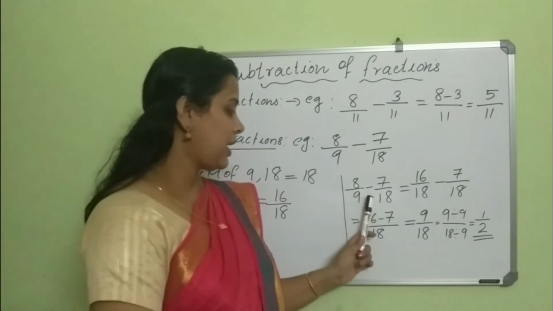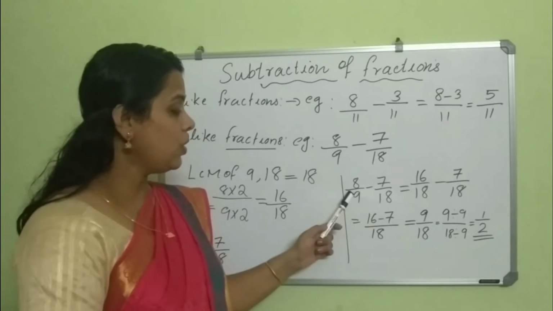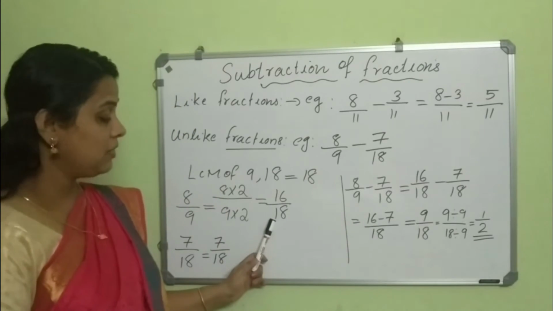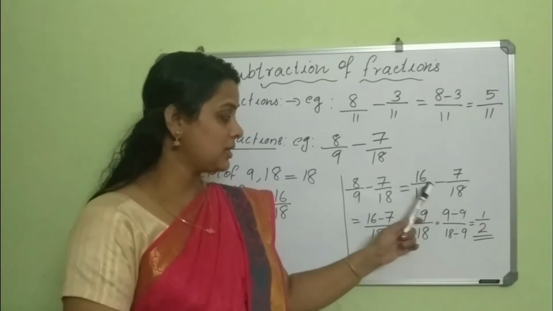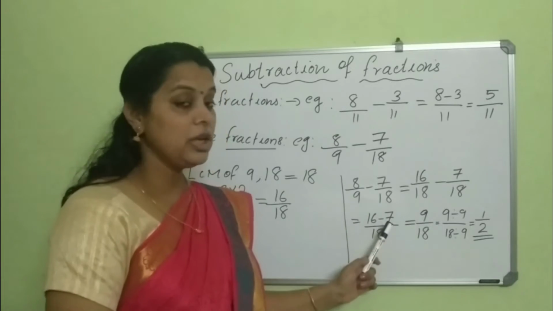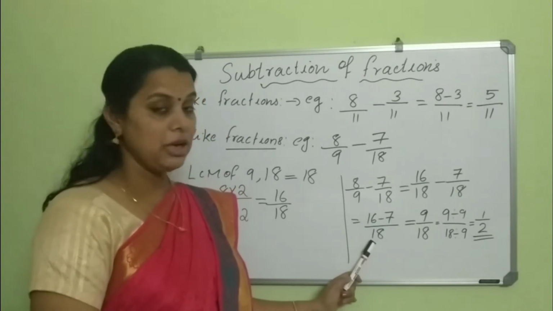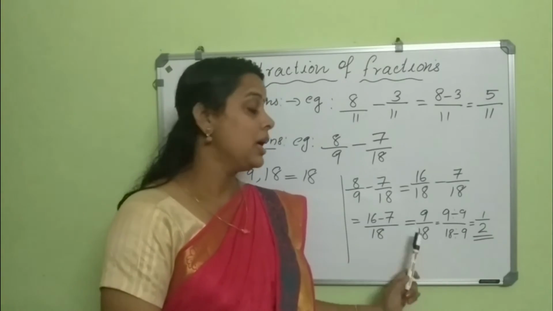Now we are doing subtraction. The question is 8 by 9 minus 7 by 18. So 8 by 9 we can write as the equivalent fraction with the denominator LCM, which is 16 by 18 minus 7 by 18. Now doing subtraction with the numerators: 16 minus 7 by the same denominator 18. That is 9 by 18.